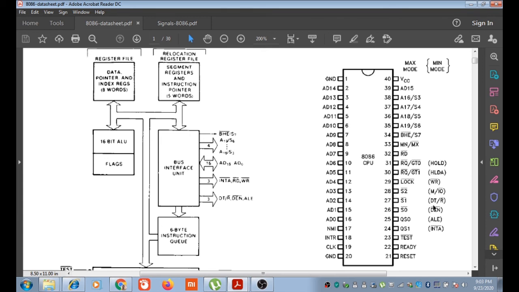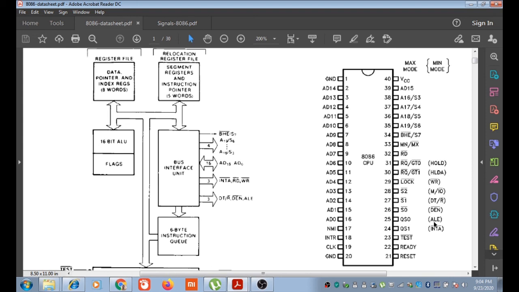Pin number 27, DT/R bar. A logic high on this line indicates the CPU is transmitting data. A logic 0 on this line indicates that the CPU is receiving data. Pin number 26, DEN bar, that is data enable, indicates the availability of valid data over the multiplexed address data lines. This signal is used to enable the transceivers.